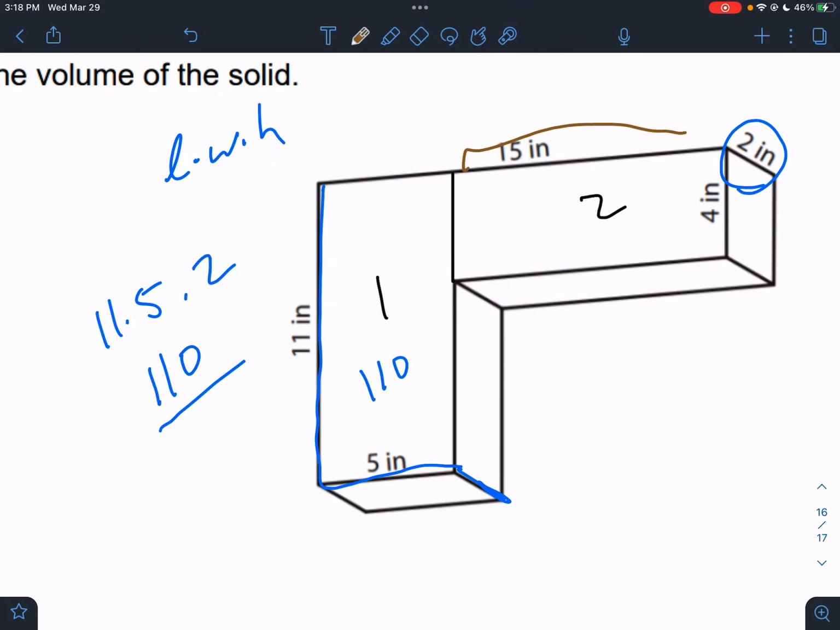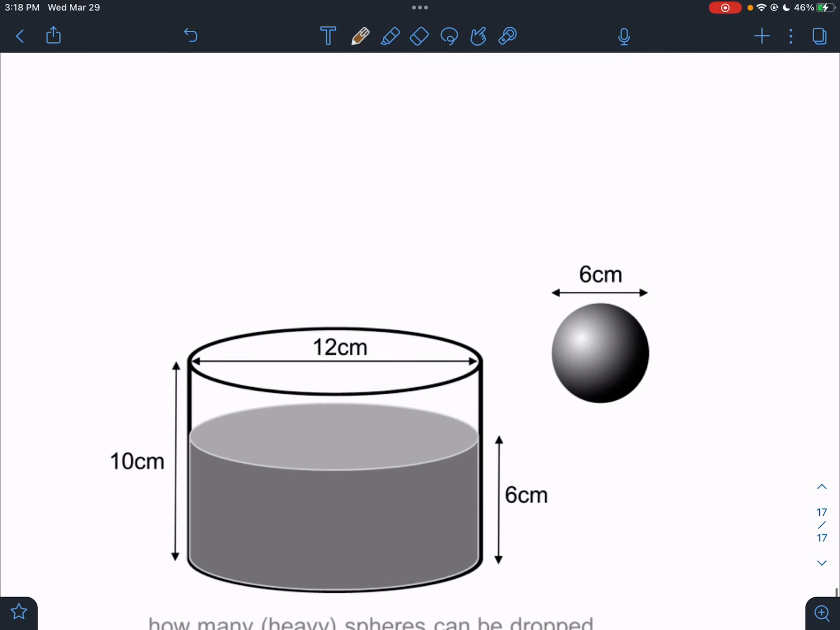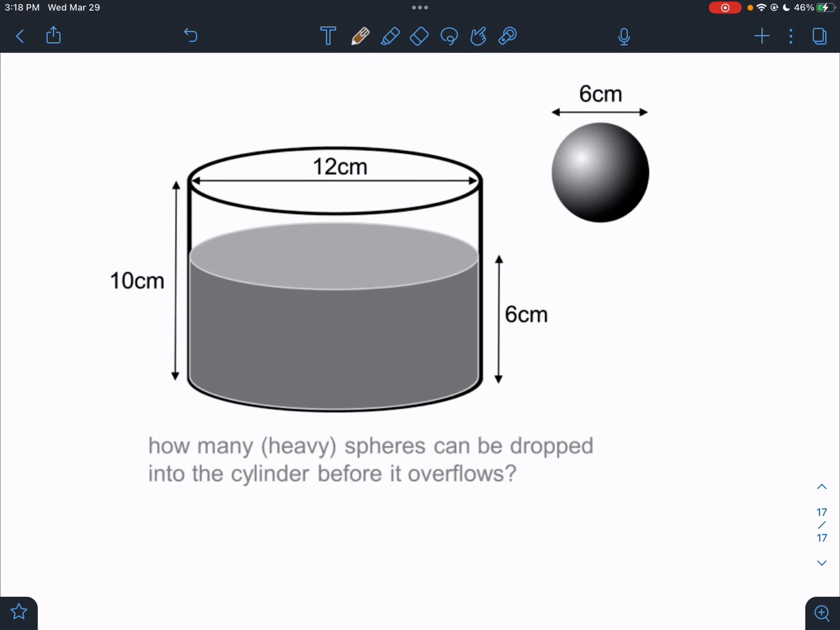The second one is a little tougher. How long is just this part? Well, if this is 5, then what's left over would be 10, right? The entire top is 15. So that one's 10 times 4 times 2. And that would be 80. So we add those together, and our answer is 190. Break it into shapes that you can work with. And then one more question on here that we'll talk about.